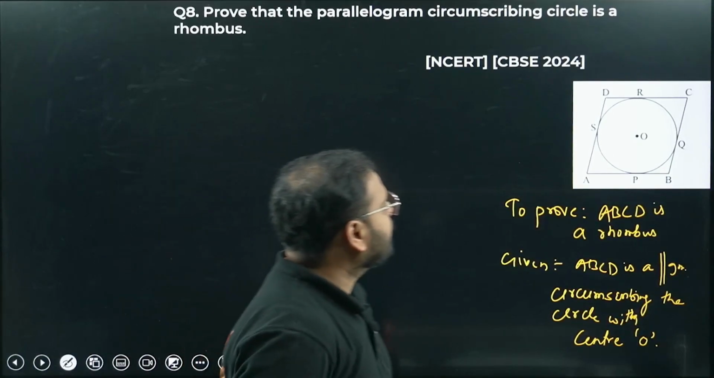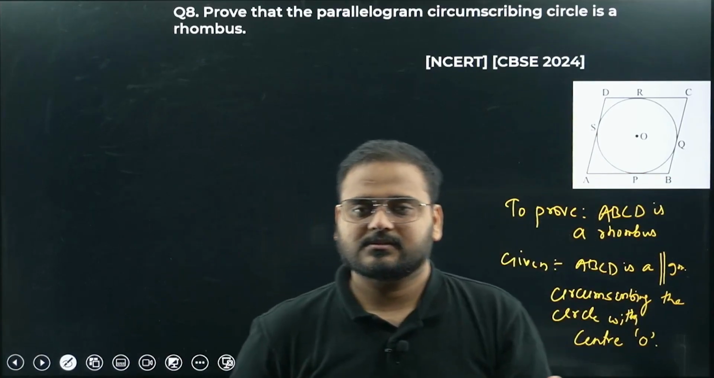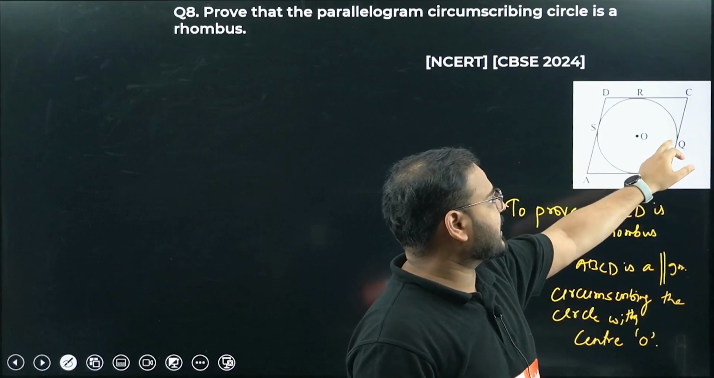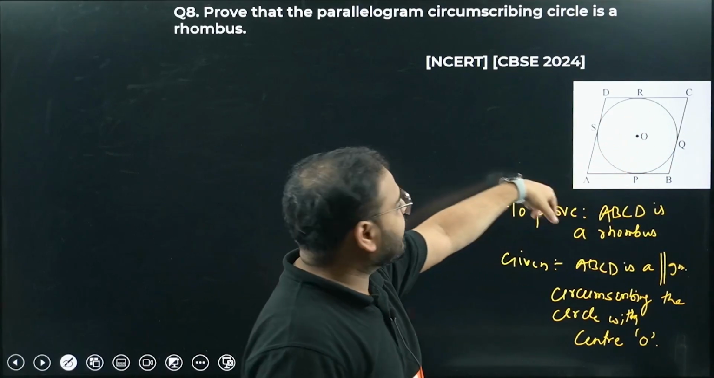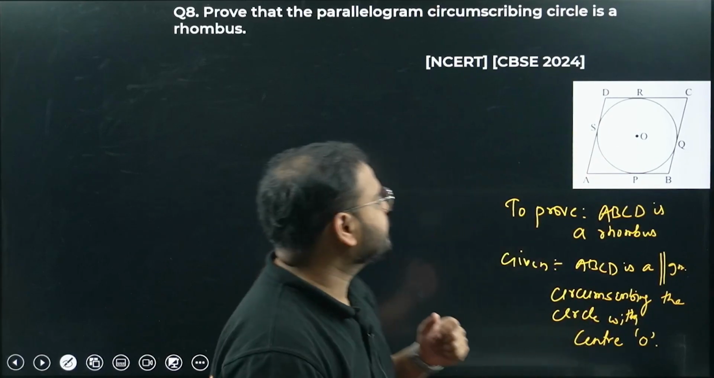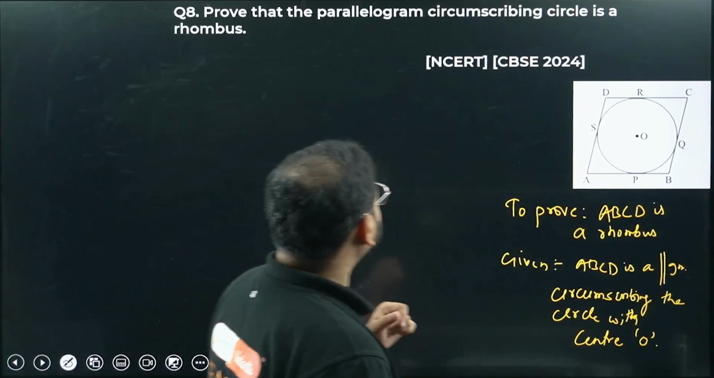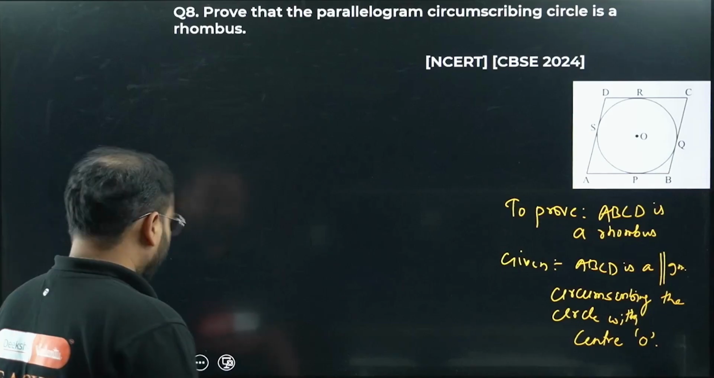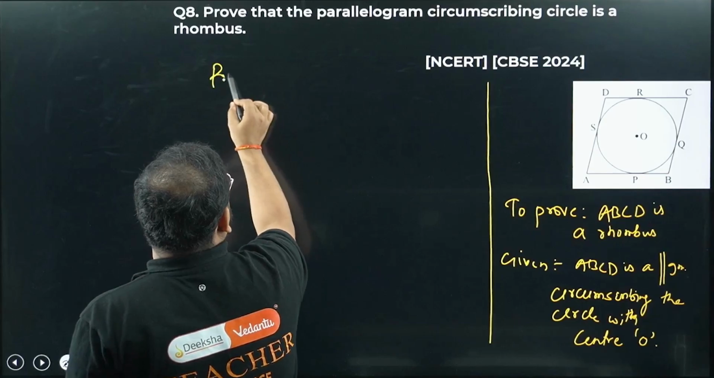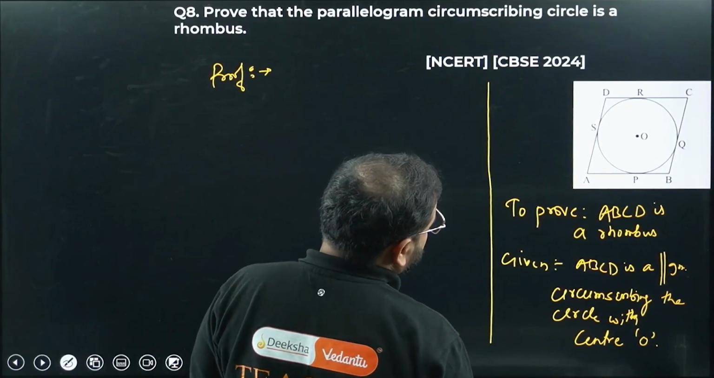Achha, what is one thing? The meaning of circumscribing over here is that the sides of the parallelogram will be tangents. Please check. AB is a tangent with point of contact P, BC is a tangent with point of contact Q, CD is a tangent with point of contact R, and so is AD, a tangent with point of contact S. And O is the center of the circle. Okay, great. So let's check the proof now.